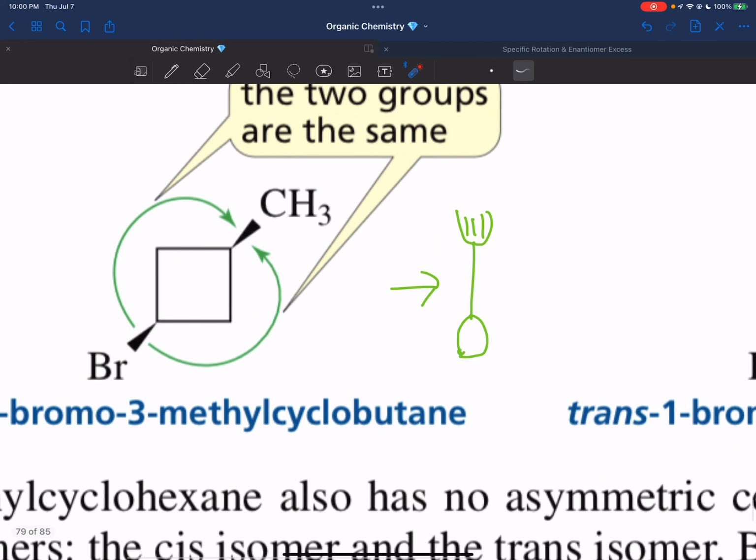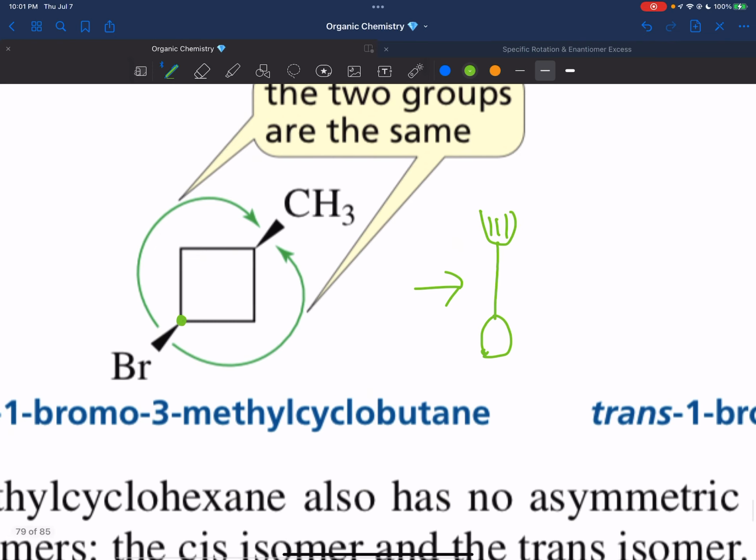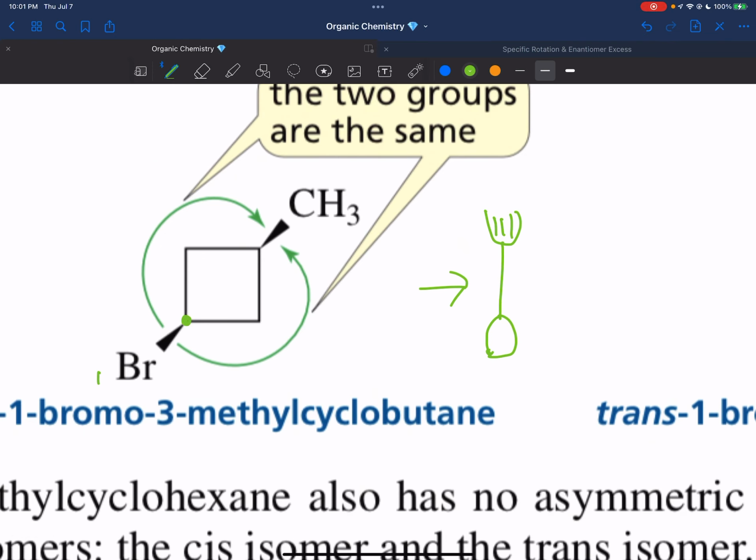Now, the book's way of explaining this, and I'll show you it this way also. Look at this carbon, all right? Let's see if it's attached to 4 different things. We have a bromine, beautiful, all right? We have a hydrogen, awesome, okay? But now, okay, let's keep going.